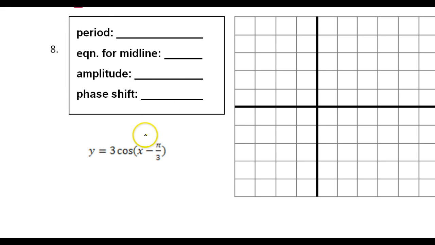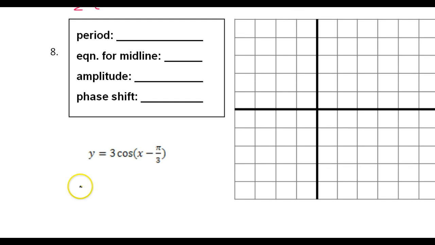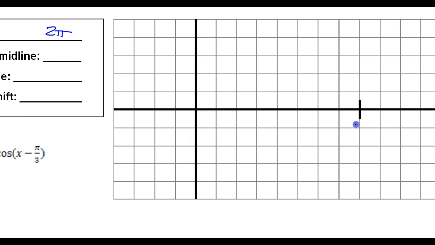Okay, the period. Remember that the period is 2 pi over b. In this case, there is no b value. I mean, I could call it a 1, alright? But that means the period is just 2 pi. Alright, so the period is going to be 2 pi, a classic. So that means we'll just put 2 pi right here.